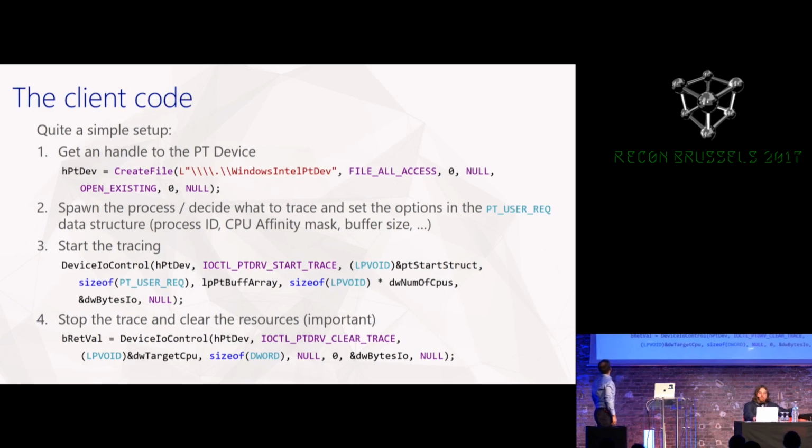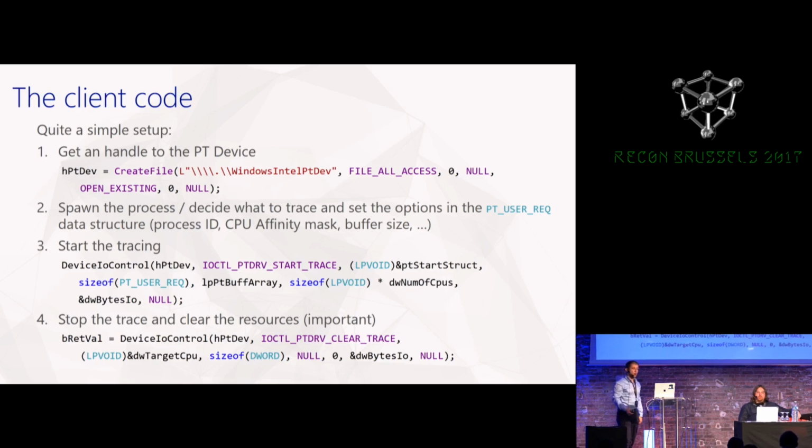Okay, some quick words about how to use the driver. As you can see, the code is quite simple. First of all, you have to grab a handle to our device. It's quite easy. The device name is Windows Intel PT Dev. After that, you have to fill a data structure named PT user request. Then you have to ask the I/O manager to send the IOCTL to our device, specifying the user request. After this, the trace starts.